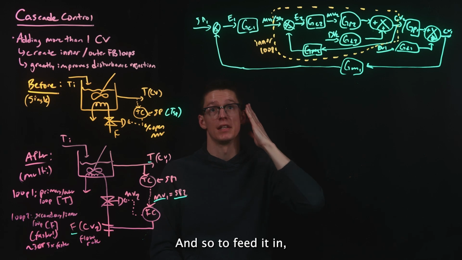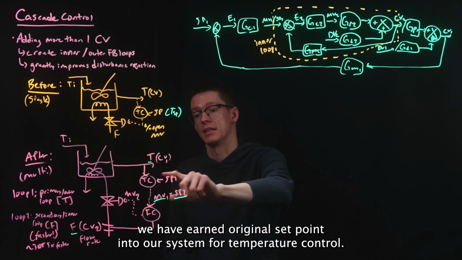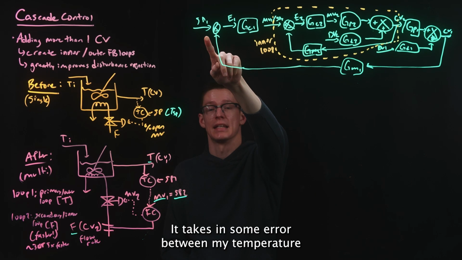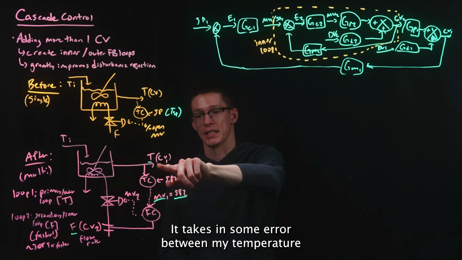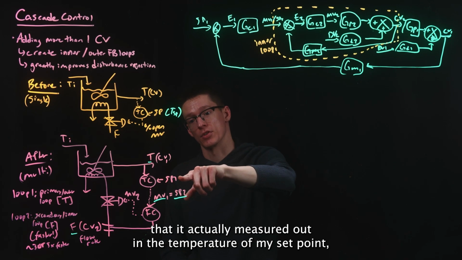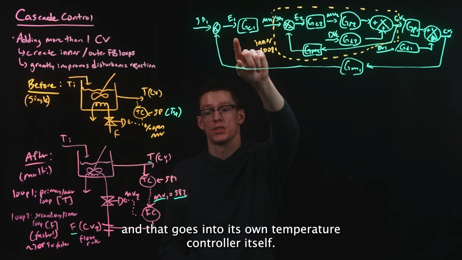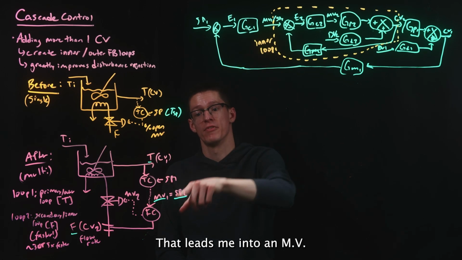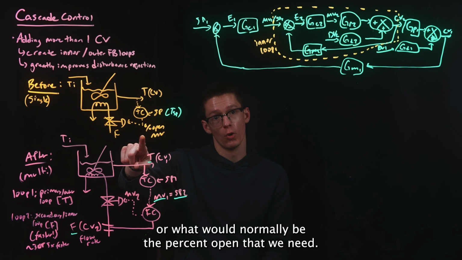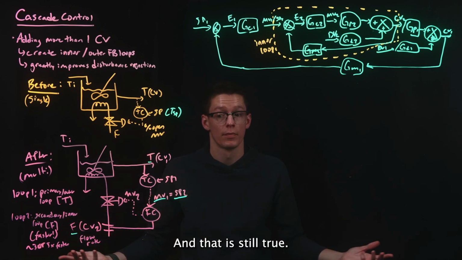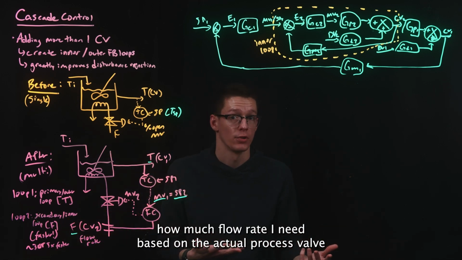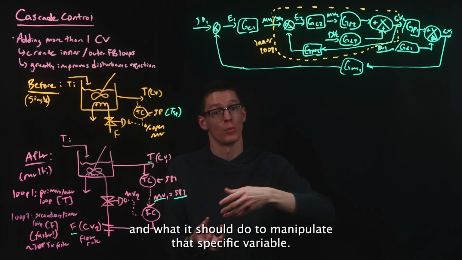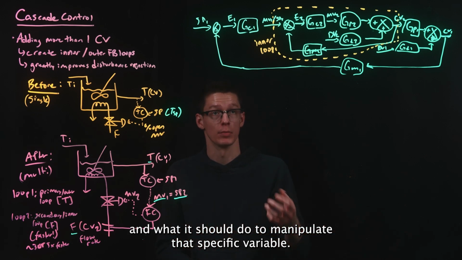And so to feed it in, we have our original set point into our system for temperature control. It takes in some error between my temperature that it actually measured out and the temperature of my set point, and that goes into its own temperature controller itself. That leads me into an MV, or what would normally be the percent open that we need, and that is still true. That is going to tell me how much flow rate I need based on the actual process valve and what it should do to manipulate that specific variable.